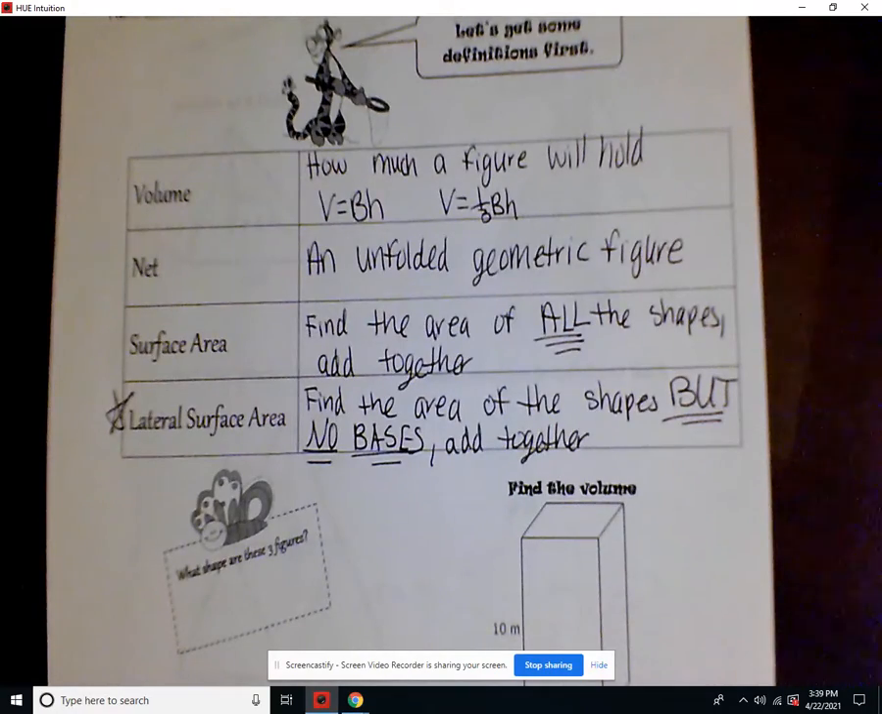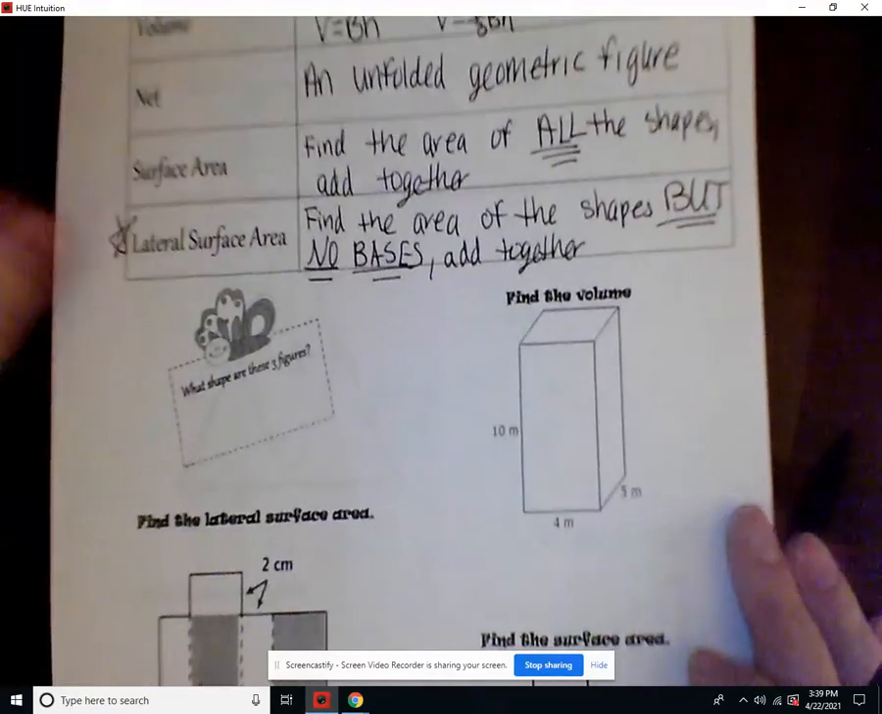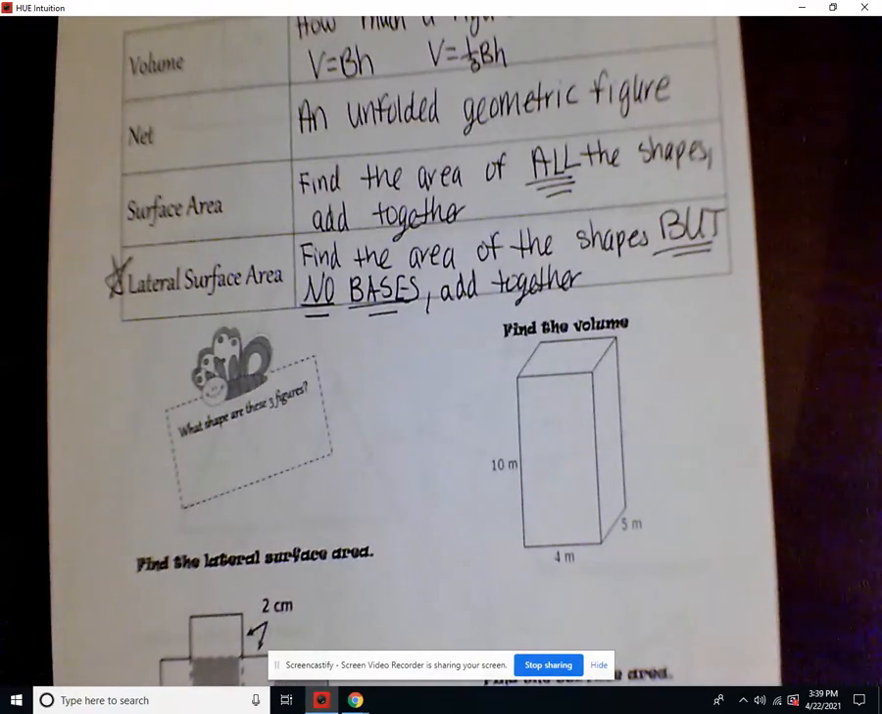And then the new one is going to be lateral surface area. We find the area of the shapes, but no bases, and then we'll add it together. So that means we're going to find the area of less shapes, and then we'll add together the shapes that are not the bases. So we're going to start off, we're going to find everything. So volume, lateral, and total surface area. So let's start off with volume.